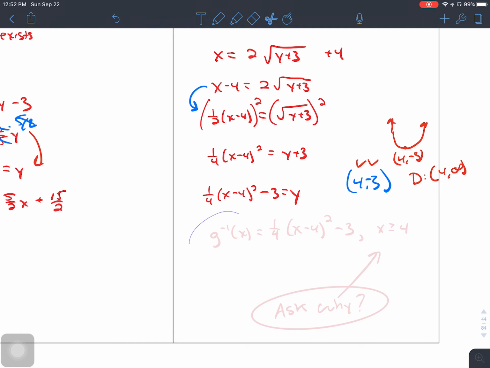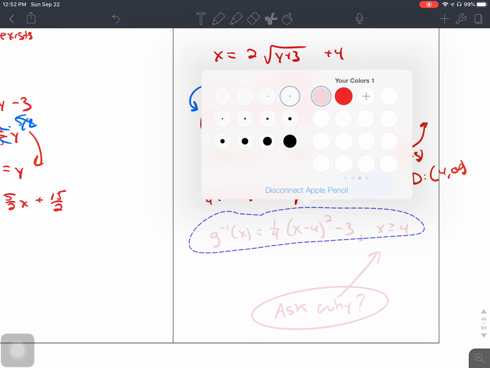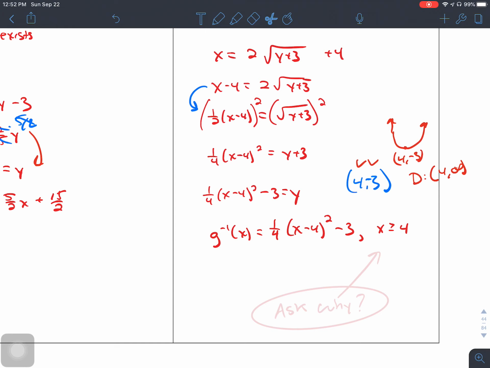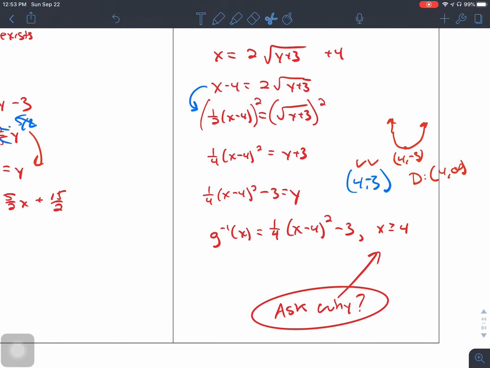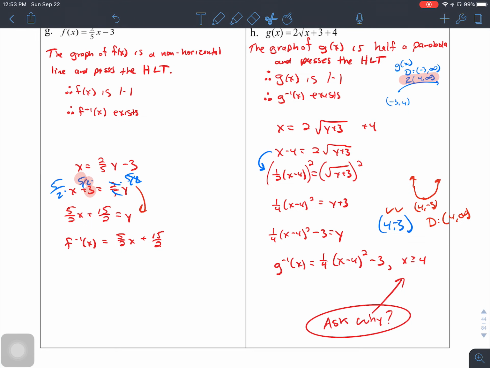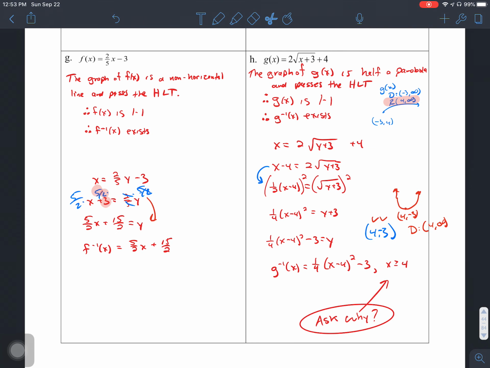So that's why when we write this in function notation, g inverse, we have to say, hey, by the way, we only want x values that are greater than or equal to 4. That's why I have this ask y here. So in class, we would discuss this question as a group. Long story short, if the original function's range is not all real numbers, you're going to have domain restrictions when you do the inverse.